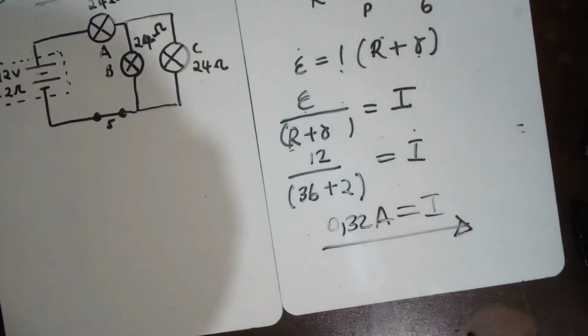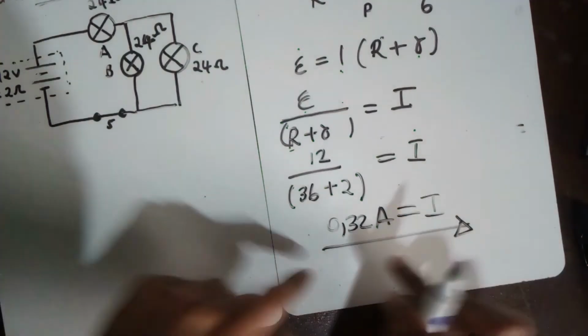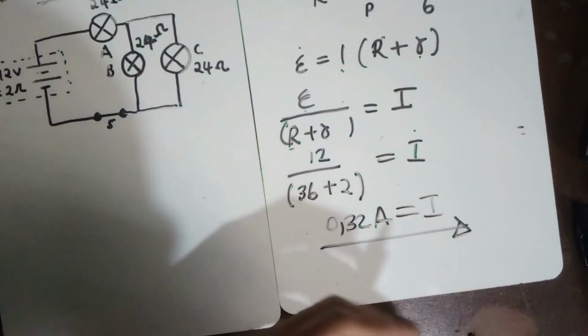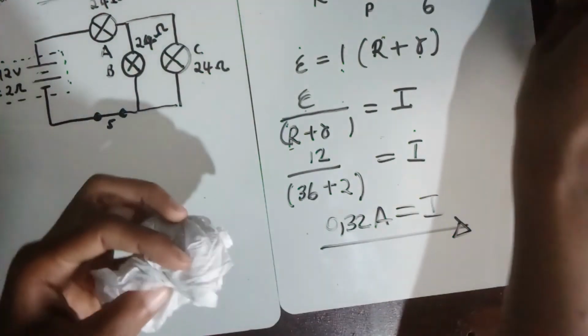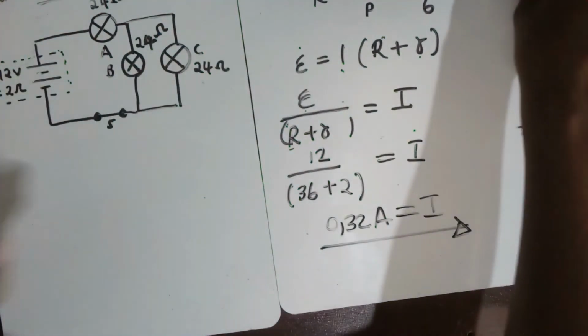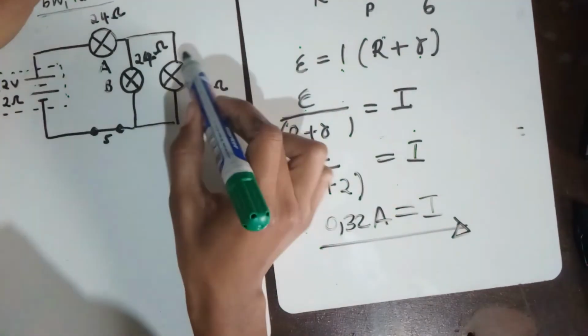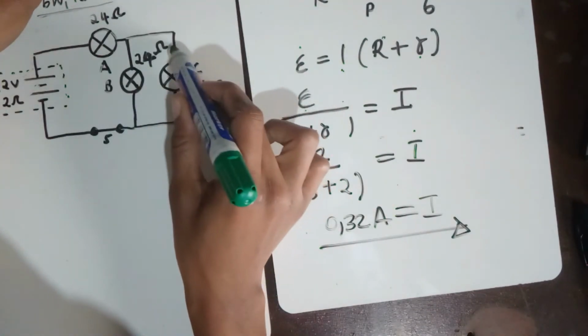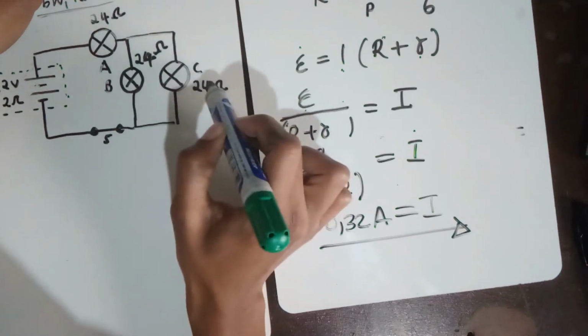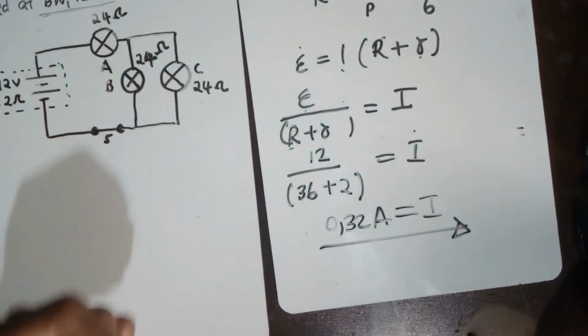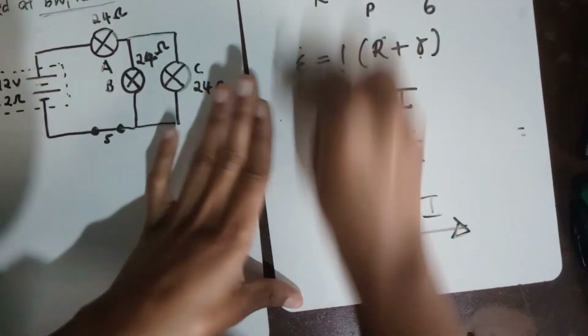Now the other question says, calculate the potential difference. So we've now calculated the total current, and this question requires us to calculate the potential difference across light bulb C. It's almost like putting a voltmeter here and finding the reading across that. So let me just wipe everything.